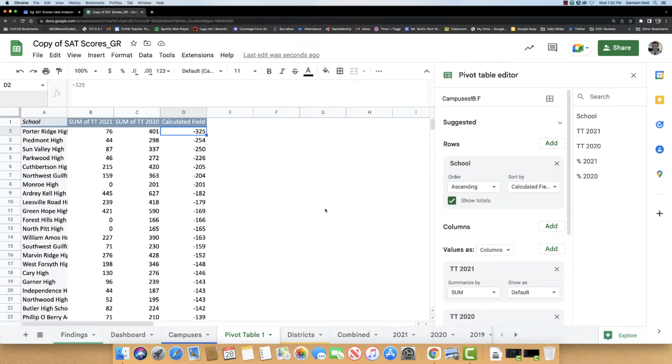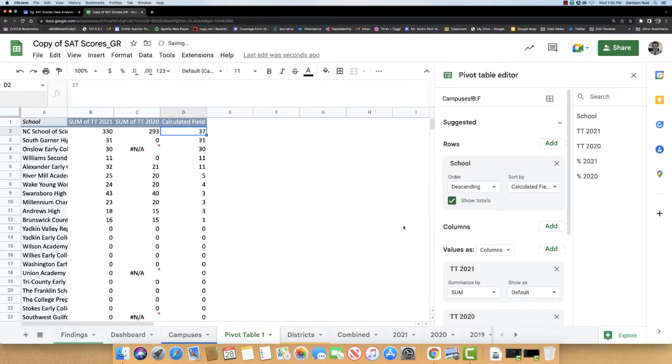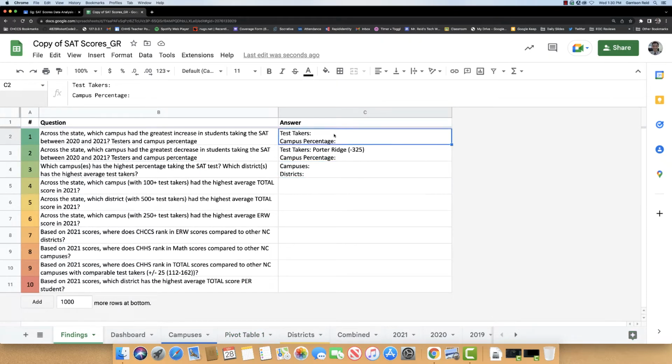Did they just not require it? Is that school under construction and they've had to move students? I don't really know, but that's the number. And then NC School of Science and Math had an additional 37 students. So positive 37.